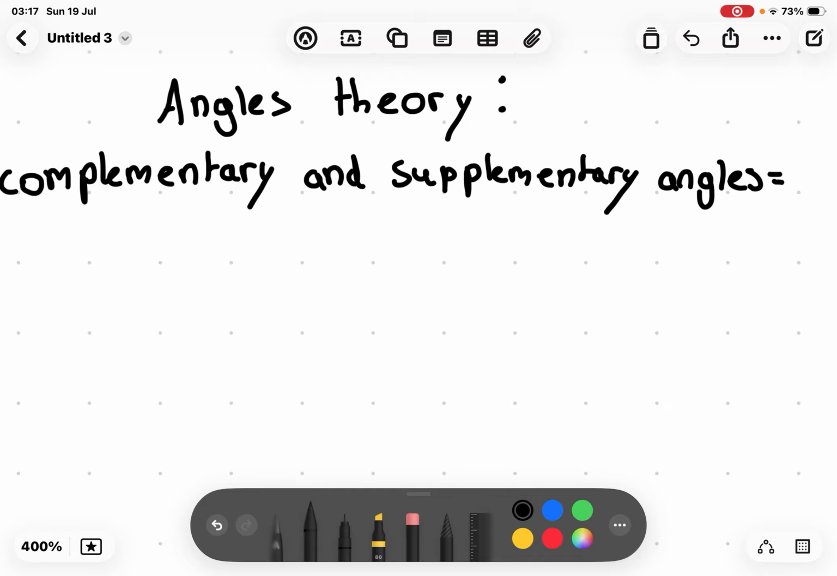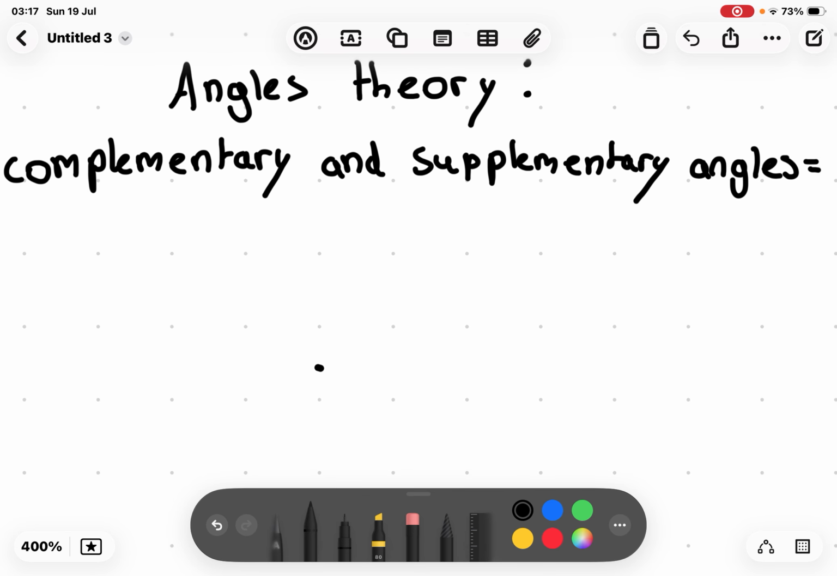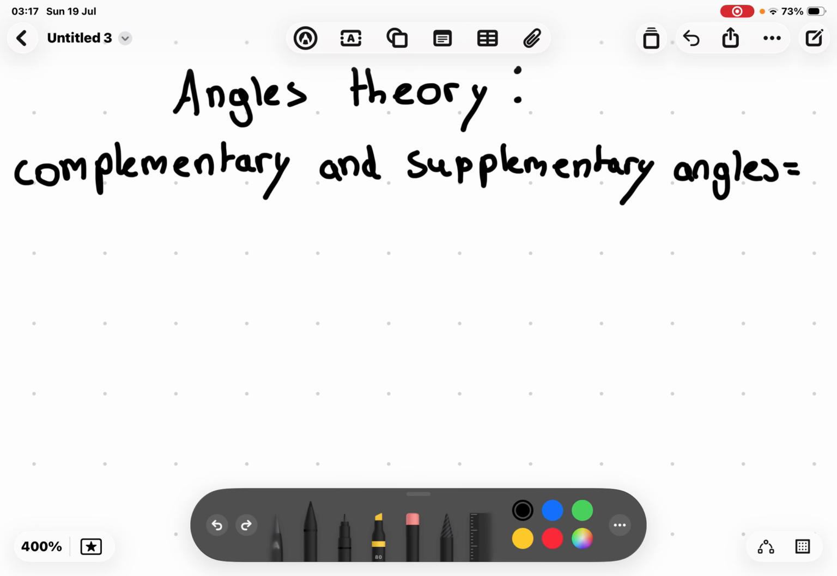So the first thing that we're going to talk about is the complementary and supplementary angles. So first, let's discuss the complementary angles.